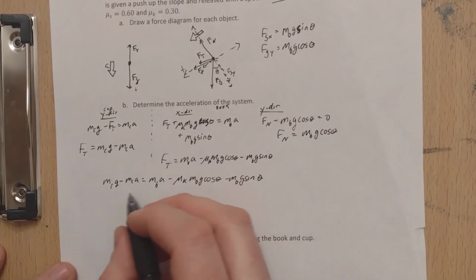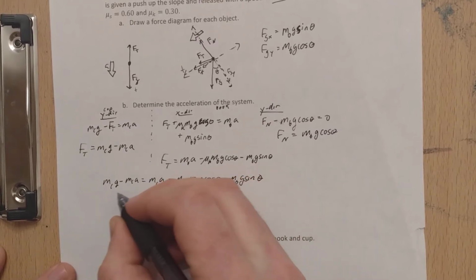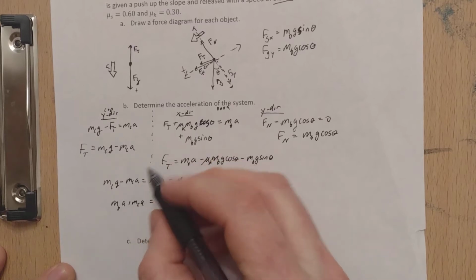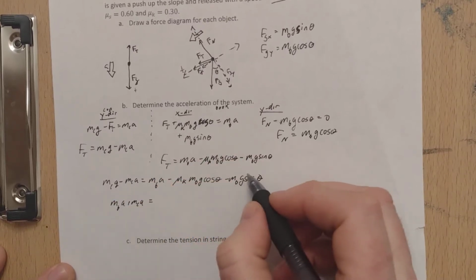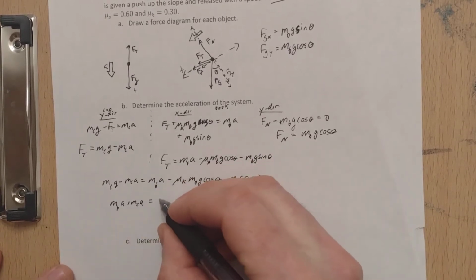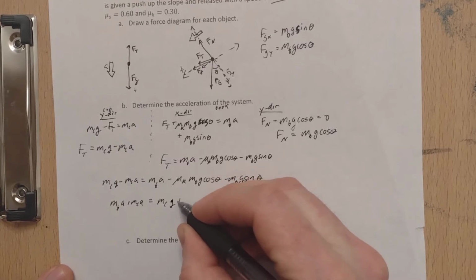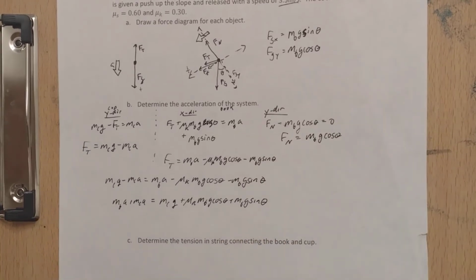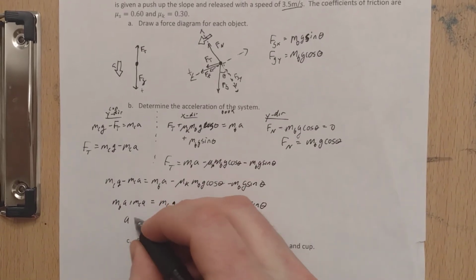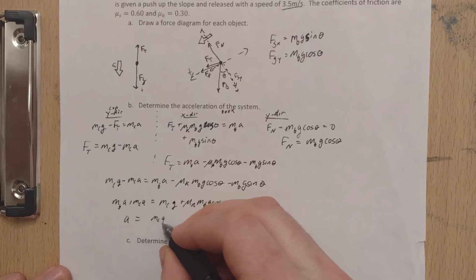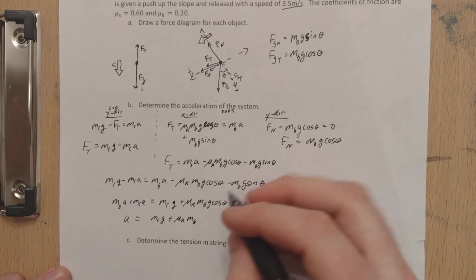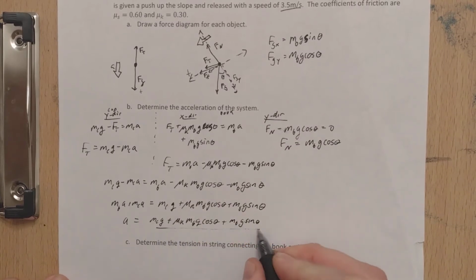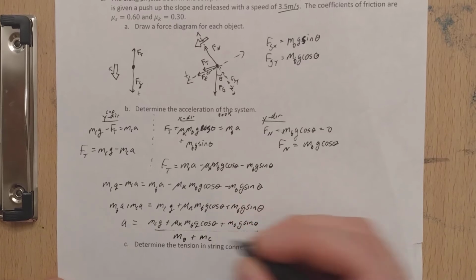MBA plus MCA equals, so I'm bringing this over here, but then bring them over to the right. I'm bringing these over to here, and just switching sides. So MCG plus mu sub K MBG cos theta plus MBG sine theta. Great. You get A equals mass of the cup times G plus mu sub K times mass of the book times G cos theta plus MBG sine theta divided by MB plus MC.